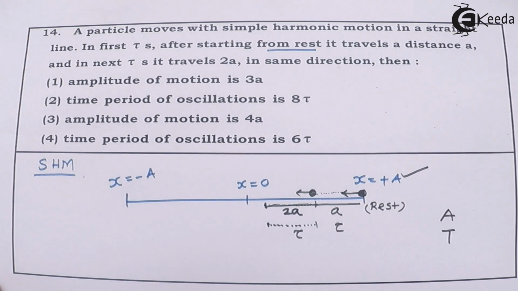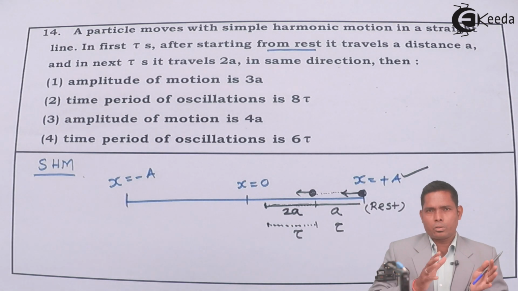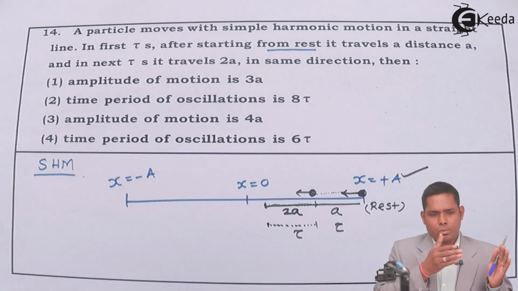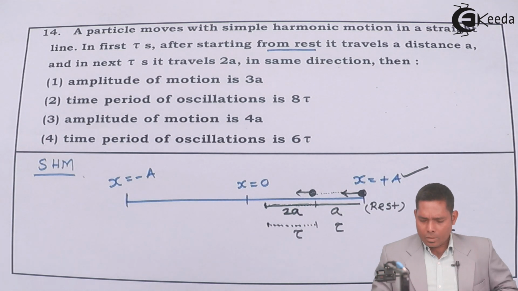We know the basic idea that when a particle completes one oscillation, the total time is the time period T. That means from whichever point you start the motion, suppose from the right extreme, it comes to the left extreme, then it comes back to the same point again, then it is called one time period.